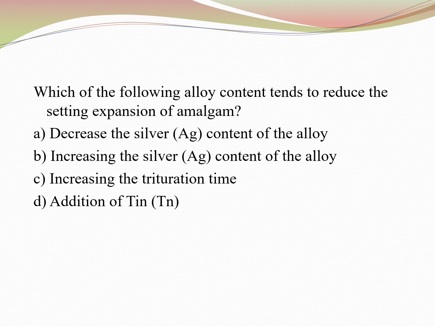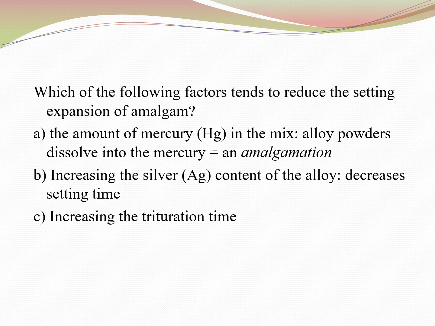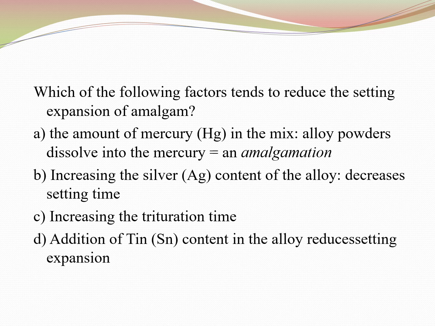Ding, ding, ding. I wish I had my Jeopardy music. Correct answer is the addition of tin. That helps to reduce the expansion of the amalgam. Remember, amalgamation is the mixing of the different powders. Increasing the silver decreases the setting time. We don't want to increase the trituration time.